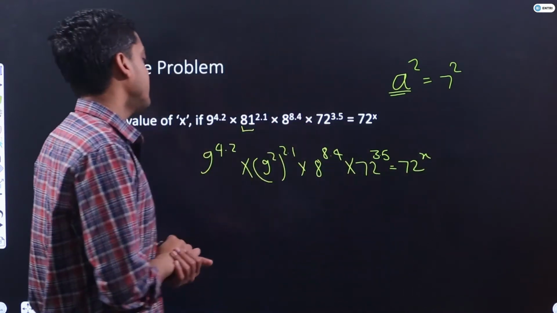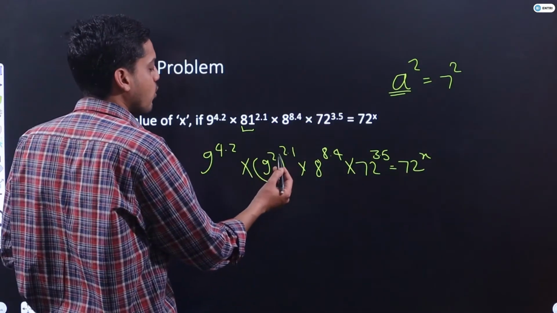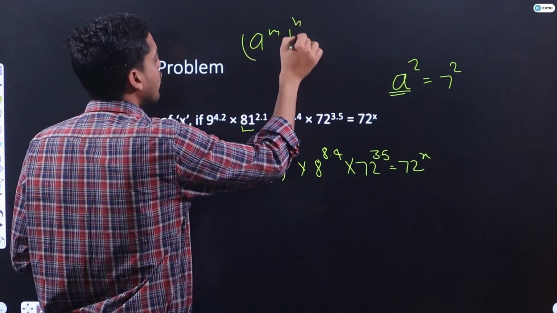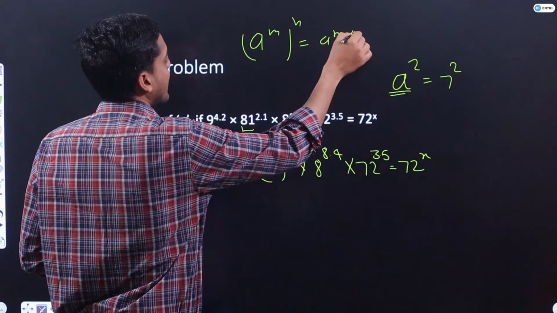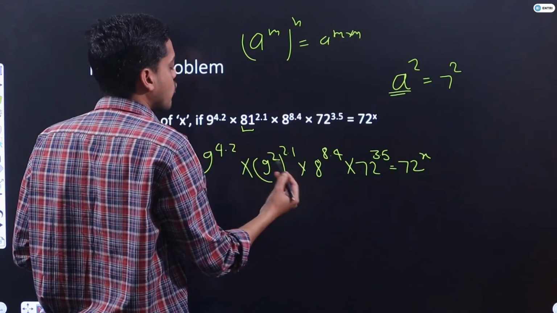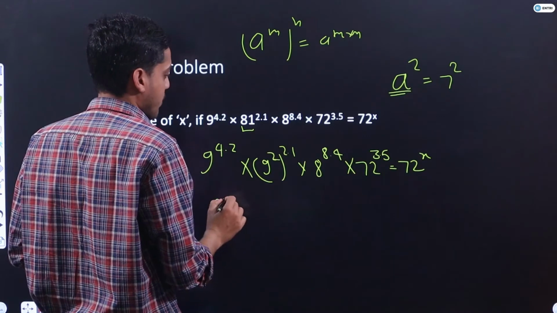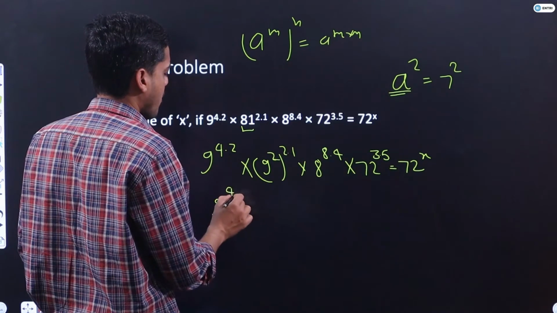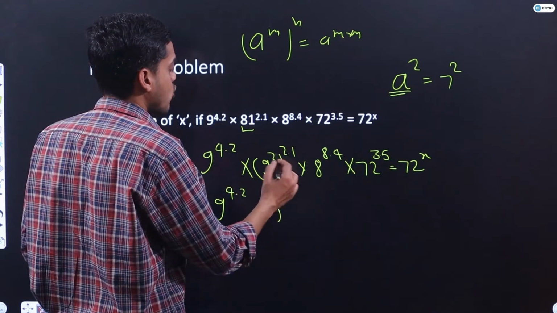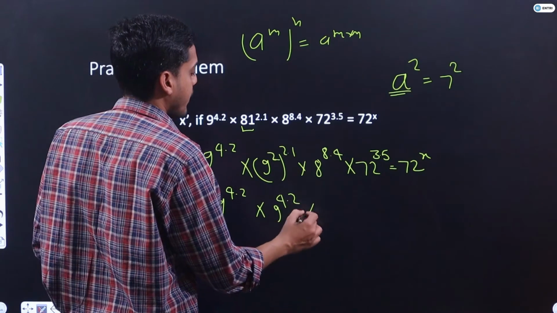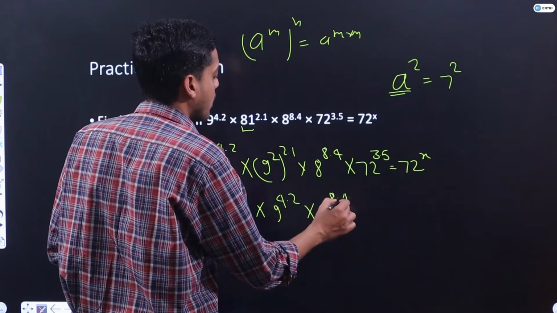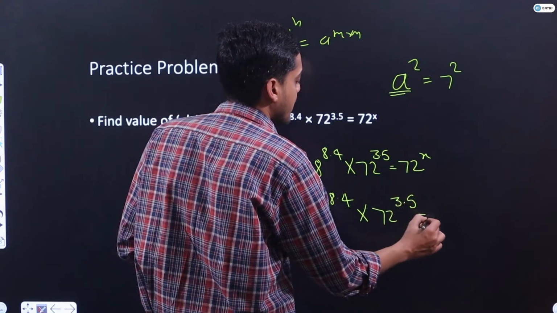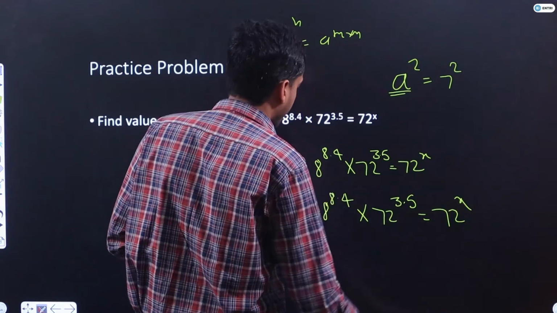Now you will say, guys, it is 4.2, it will also become, because of that property a is to the power m whole bracket n will be equal to a is to the power m into n. So what I can do, I can multiply this 2 into 2.1. So again 9 is to the power 4.2 into 9 is to the power 4.2 again into 8 is to the power 8.4 into 72 is to the power 3.5. So ultimately it is equal to 72 is to the power x.